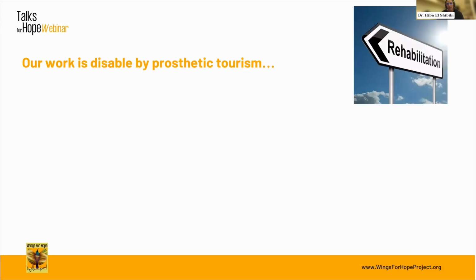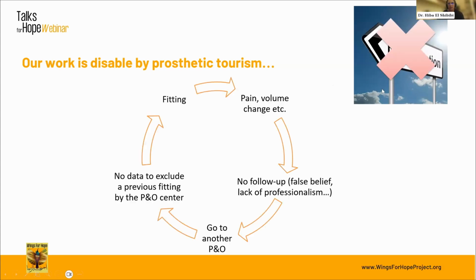So basically, our goal is rehabilitation, but that's not possible because, for example, the patient will have his first fitting, he then will have volume changes, friction. He just needs small adjustment. But because there is no follow-up, the patient that has no knowledge on prosthesis will think, okay, I have pain, I need a new prosthesis. He won't think that he needs just adjustment. And plus, if the CPO center is not giving him a new appointment, he will go to another facility.